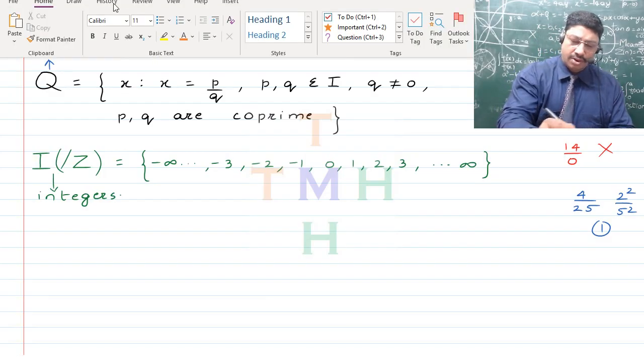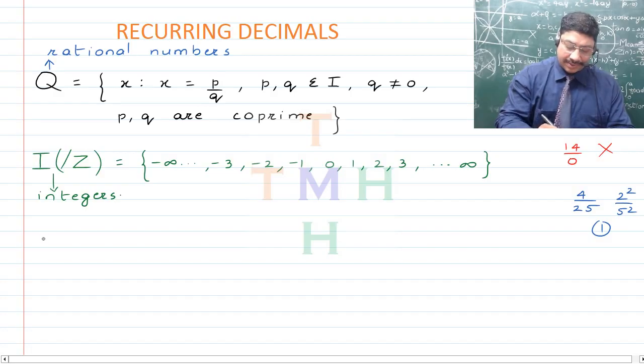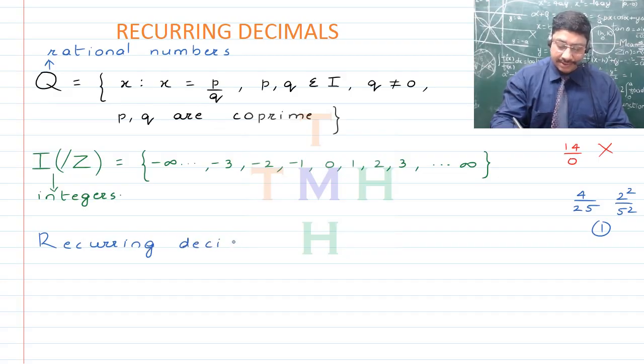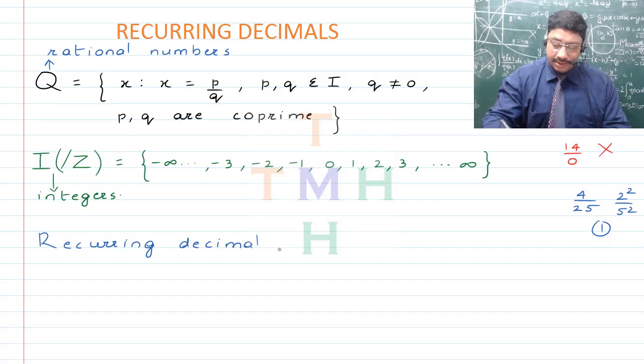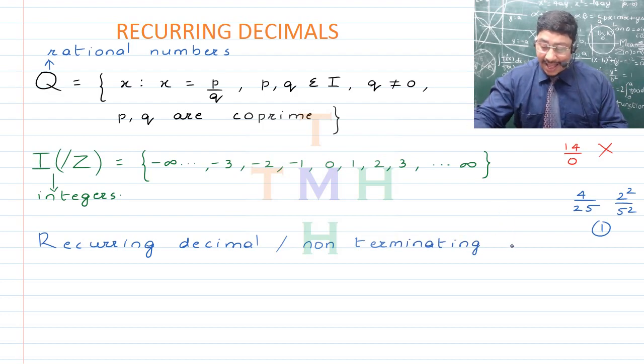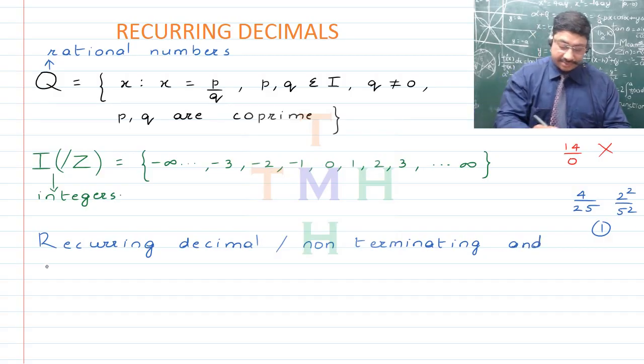So whenever we talk about a recurring decimal, children, then a recurring decimal, you can write in your copies, is also known as a non-terminating, because it's not going to terminate, right? And repeating decimal, because it keeps repeating.